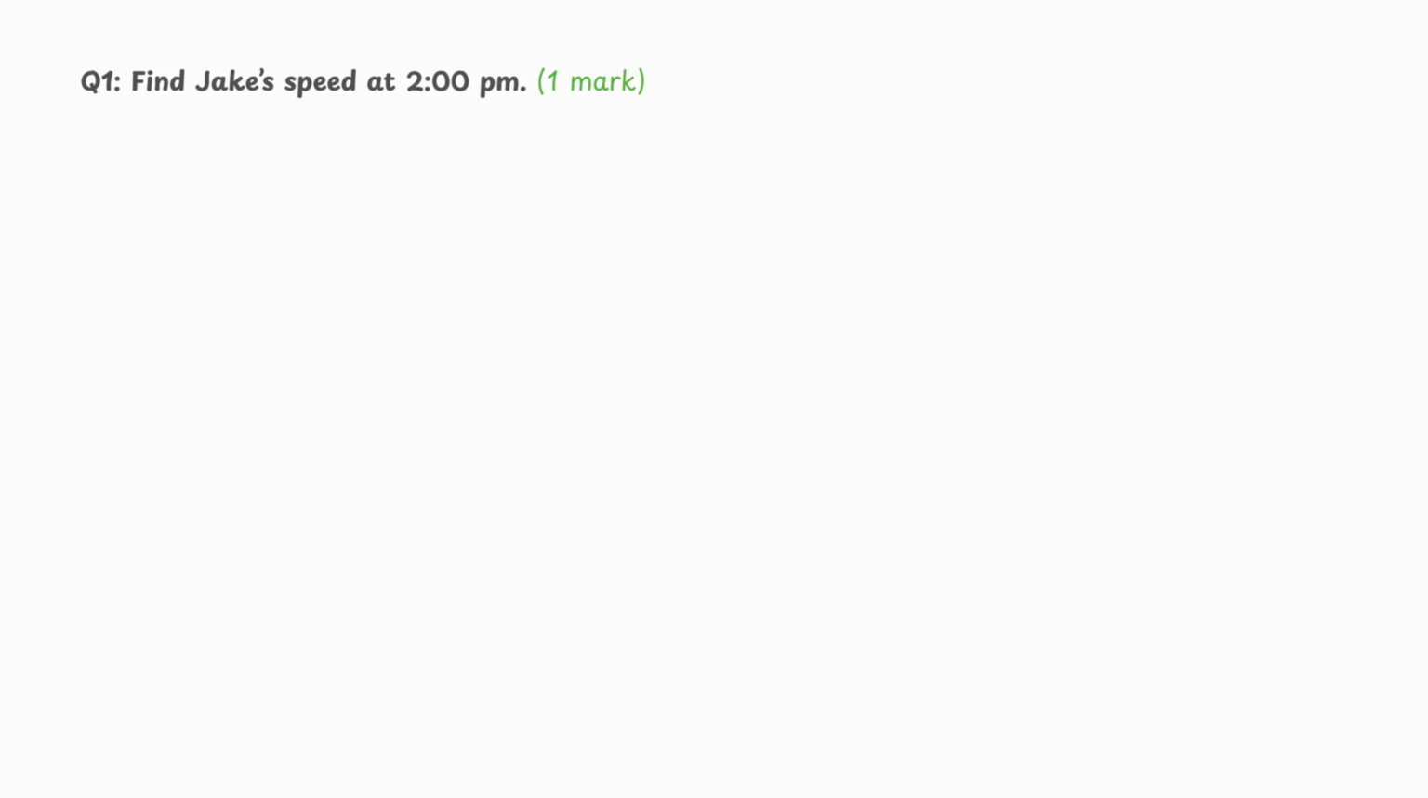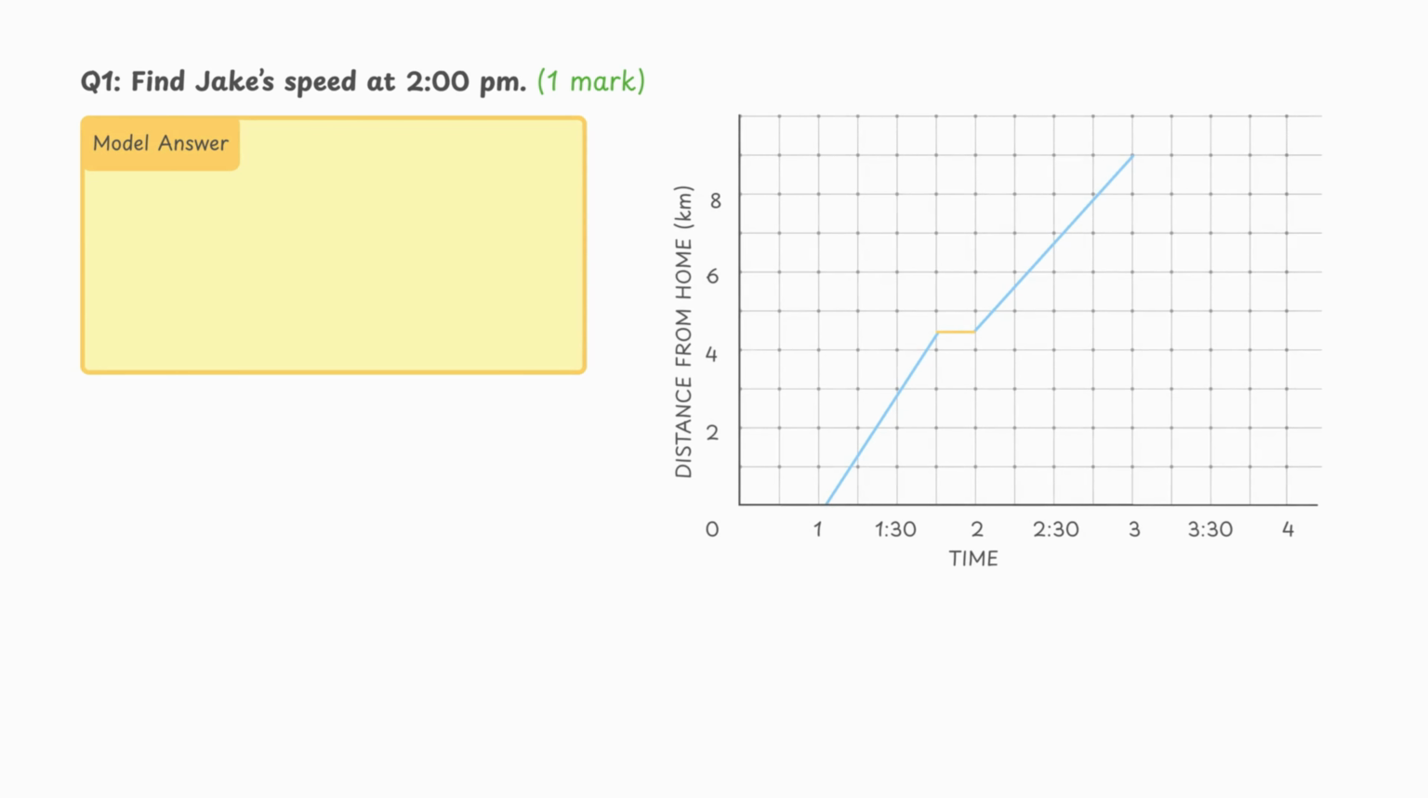The question asks, find Jake's speed at 2:00 p.m. Now let's read the graph carefully. We want to find the speed during the first part of the journey before 2:00. Look at the graph on the right. At 1:15 p.m., Jake is at 0 kilometers from home. Then at 2:00 p.m., Jake is at 4.5 kilometers from home. So the distance traveled is 4.5 kilometers.